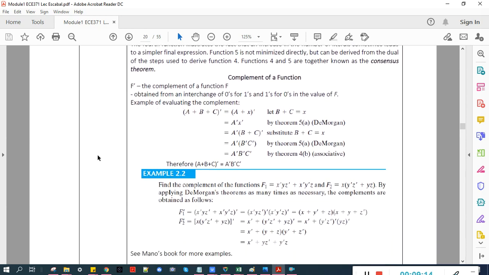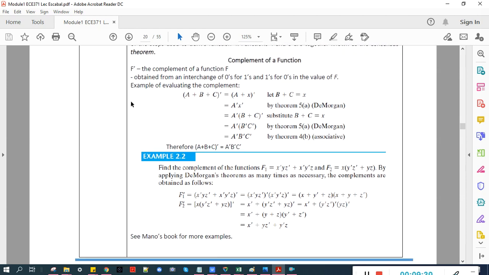Complement of a function. F prime is the complement of a function f. The complement of a function f prime is obtained from an interchange of zeros for ones and ones for zeros in the value of f.